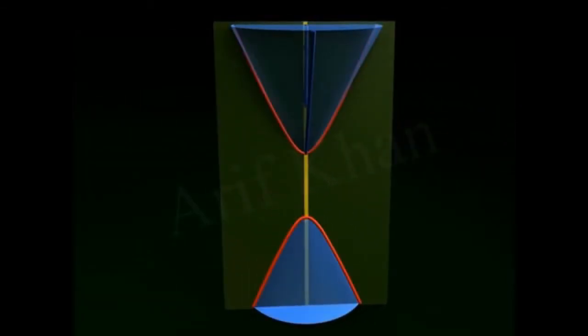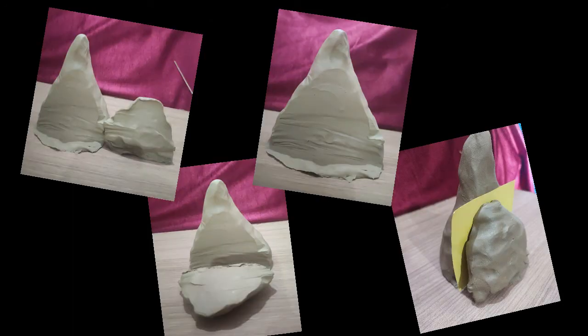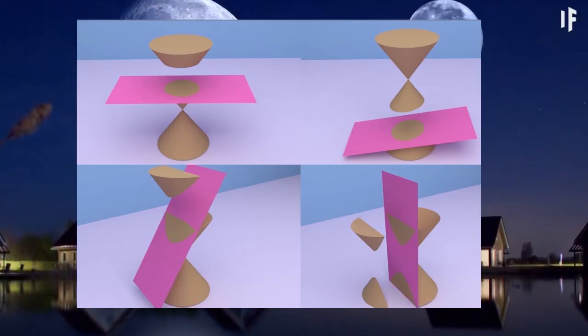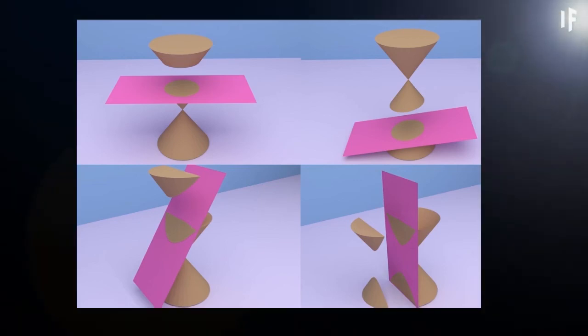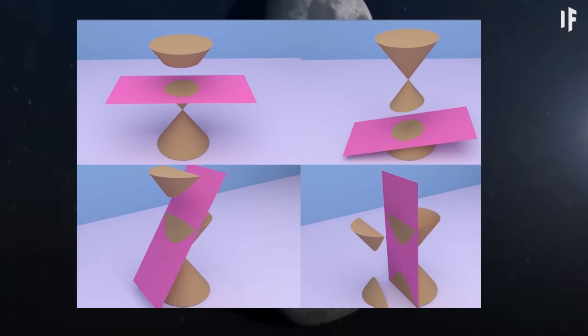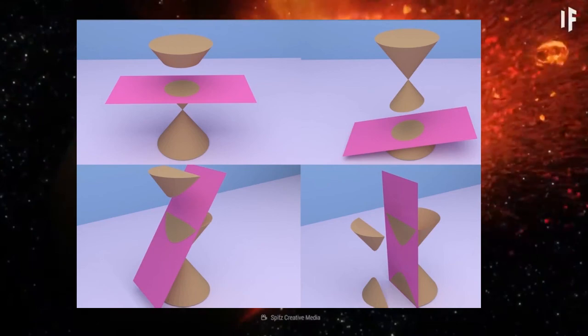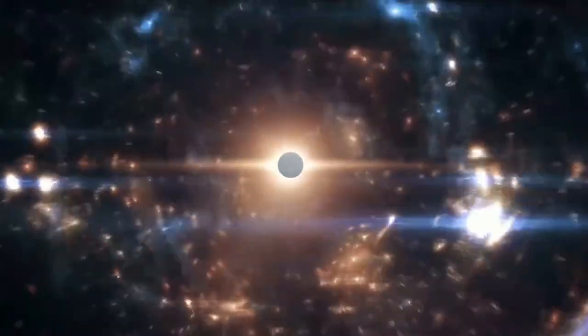A hyperbola is the set of all points in a plane, the difference of whose distances from two fixed points in the plane is a constant. So what we saw here was that we can get four different shapes from the same double cone when we cut it at four different angles, and that is why all these four shapes are collectively called the conic sections.